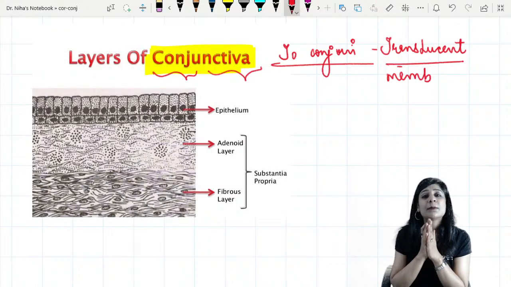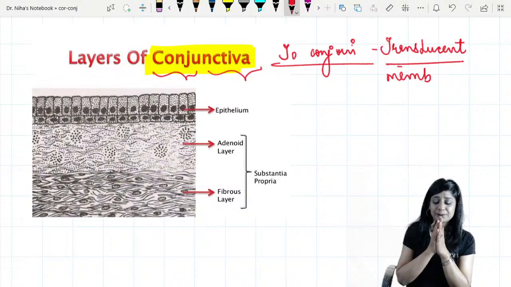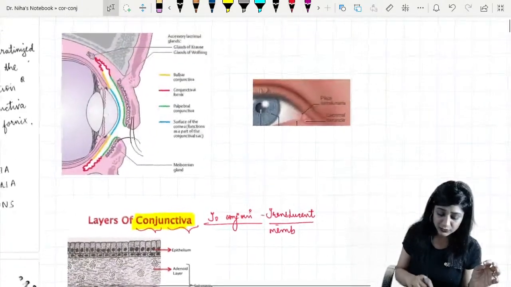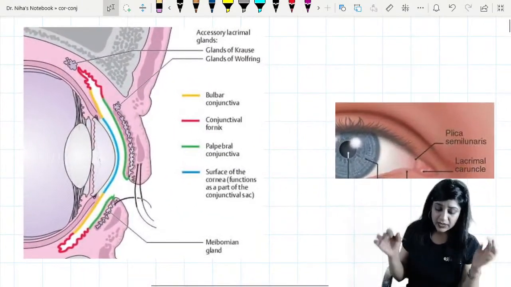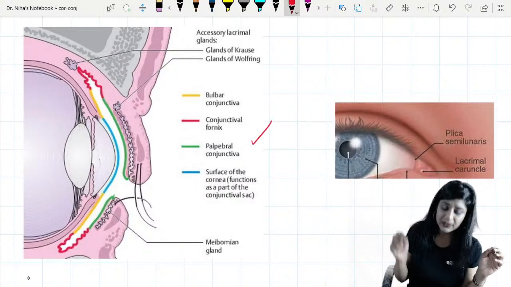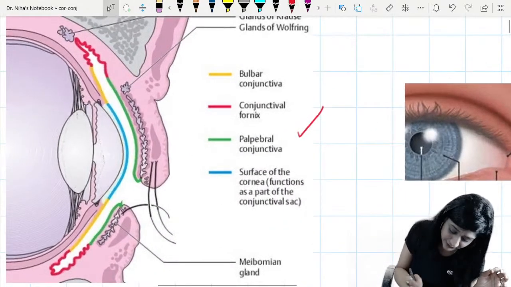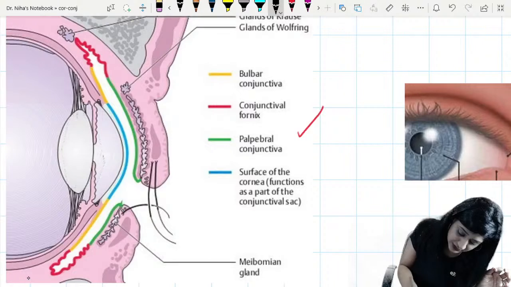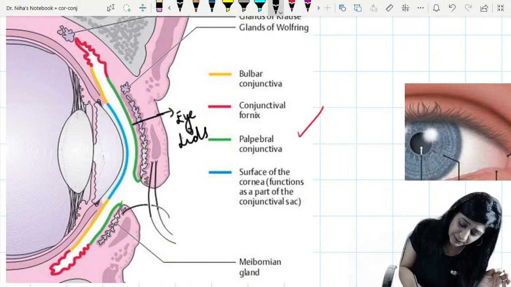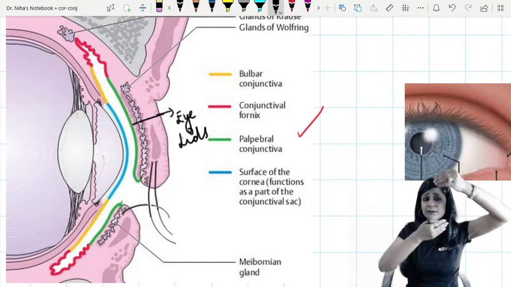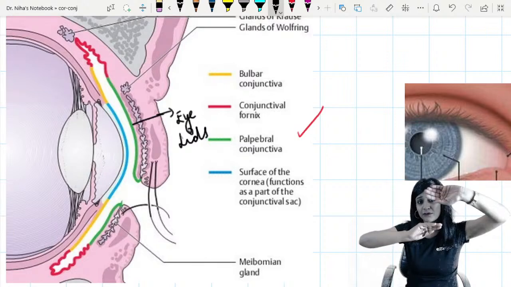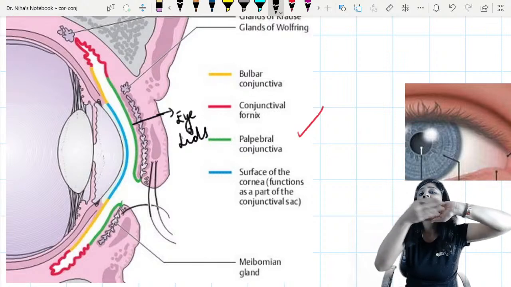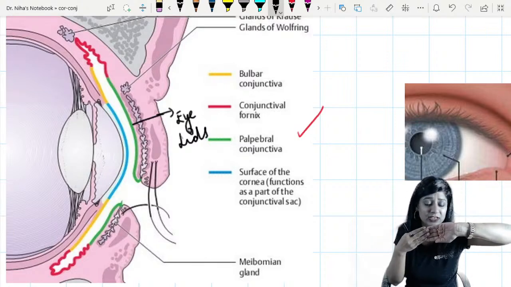Now when I talk about the parts of conjunctiva, there are 3 parts. See this. One is your palpebral conjunctiva. Can you see here, we have got the greenish area. This green is lying beneath the eyelids. So that conjunctiva which is lying beneath the eyelids, when you evert these eyelids, that portion is called your palpebral conjunctiva.